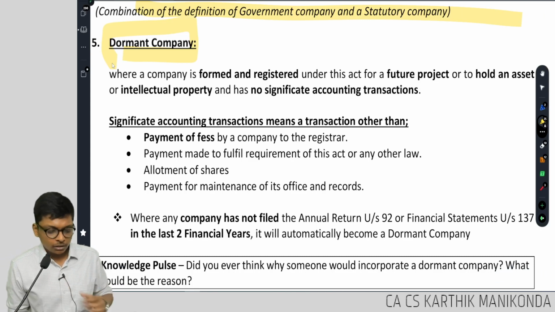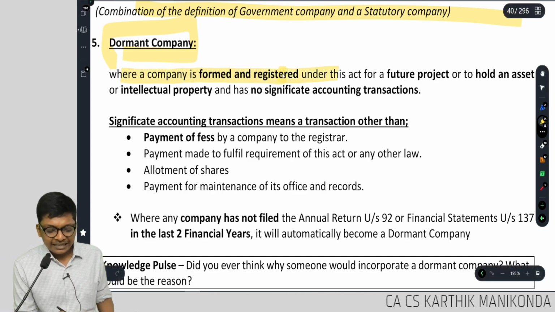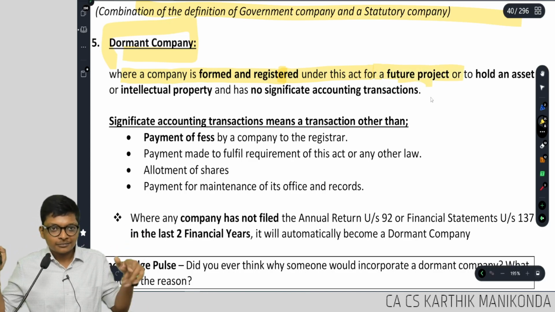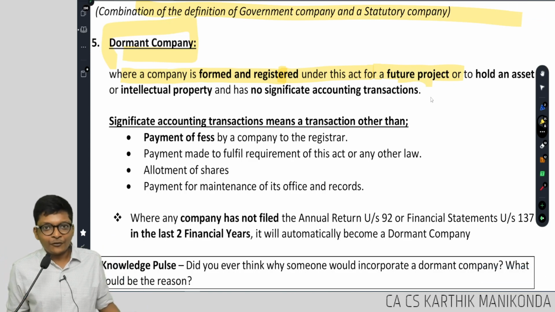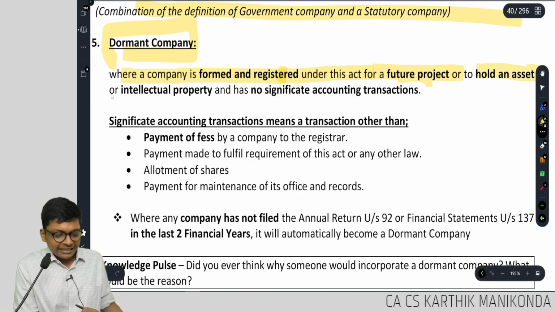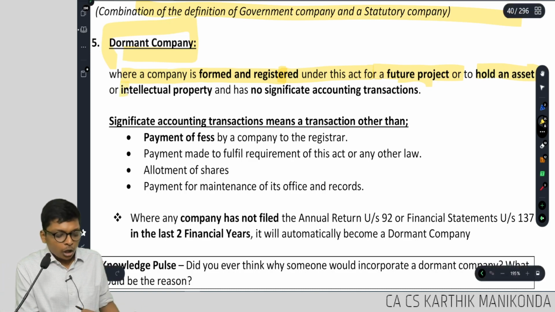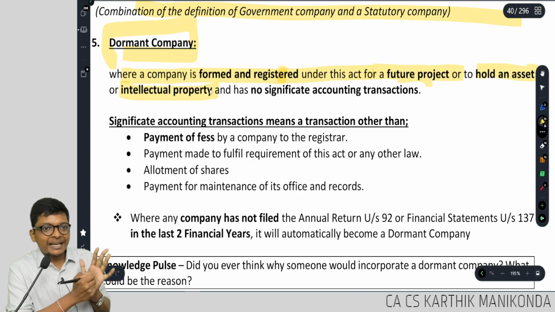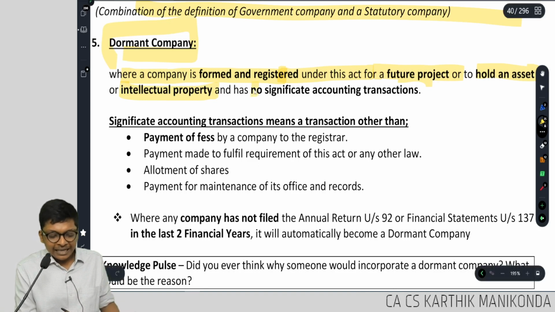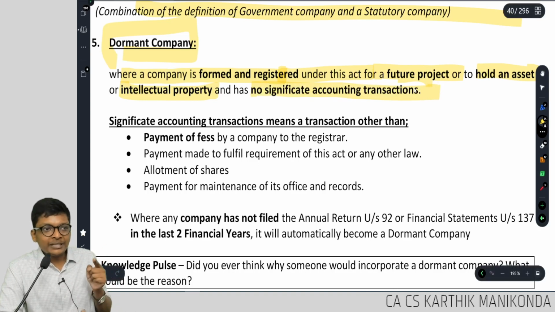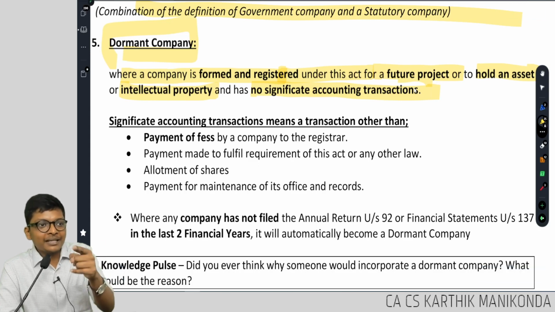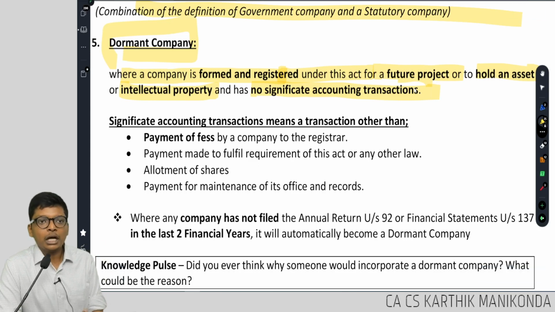Beautiful definition again. Where a company is formed and registered under this Act for a future project, which one? Dhyaneshwar, wings. For a future project, or our example, that DNA alteration, or to hold an asset, just now KM Private Limited, to buy a house, or intellectual property, to keep a trademark, patent, copyright, and has no significant accounting transaction, it's called a dormant company. Are you following? Are you understanding?